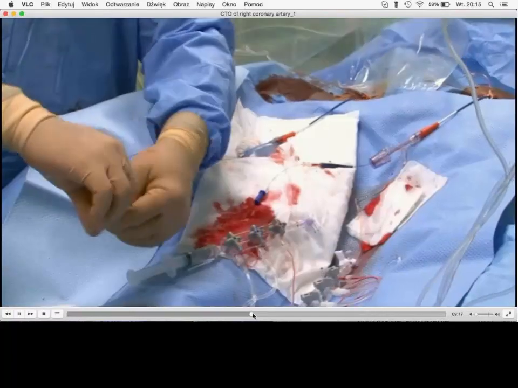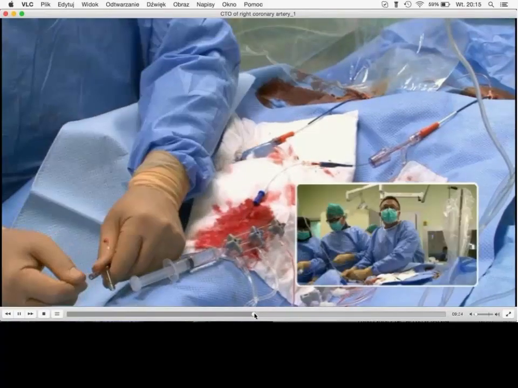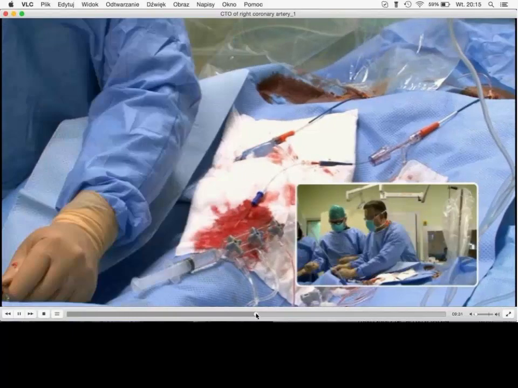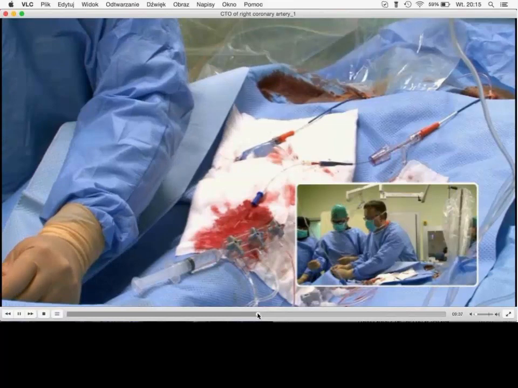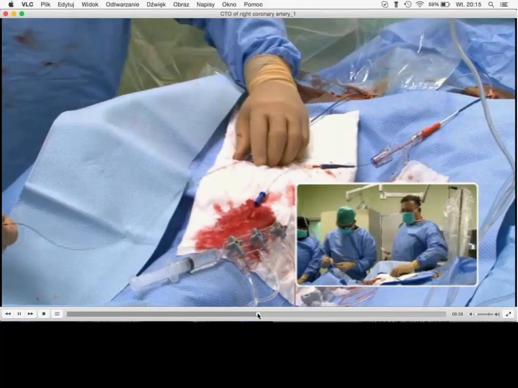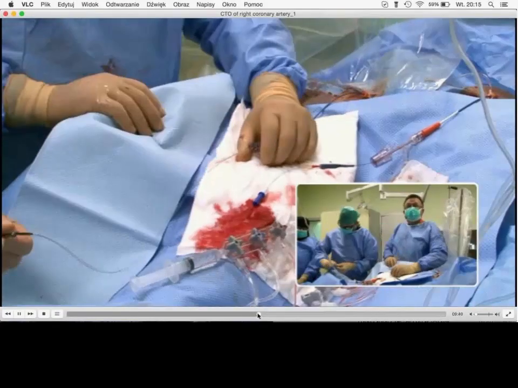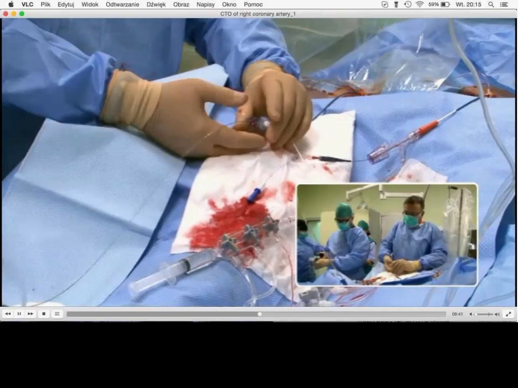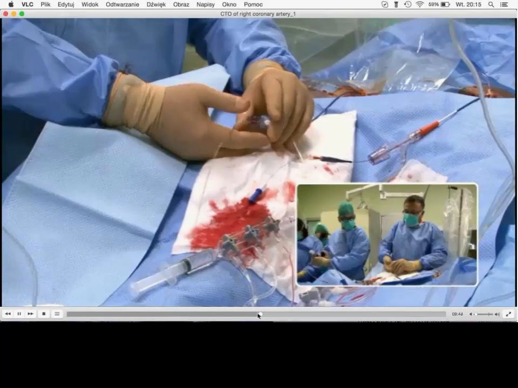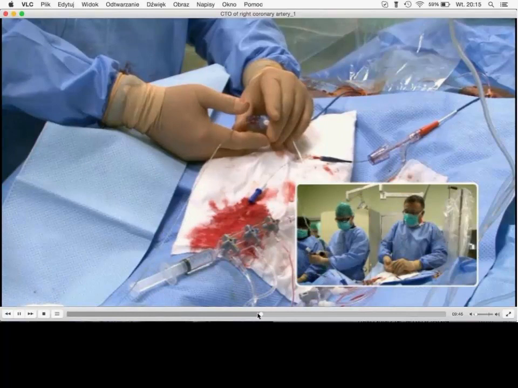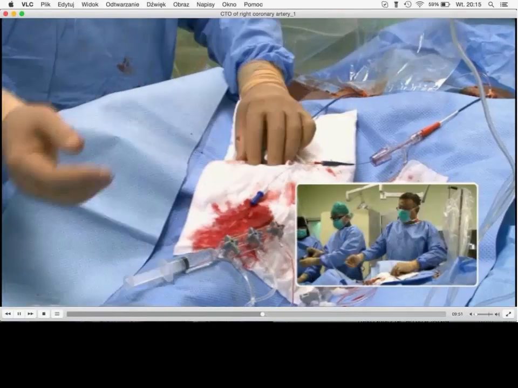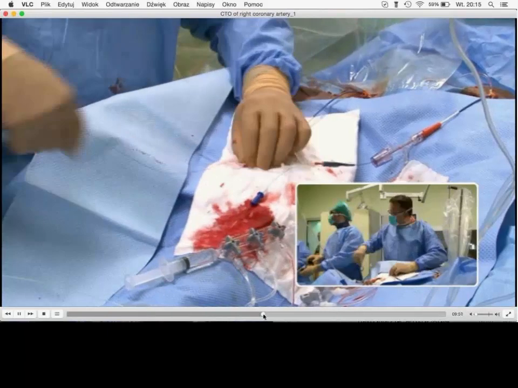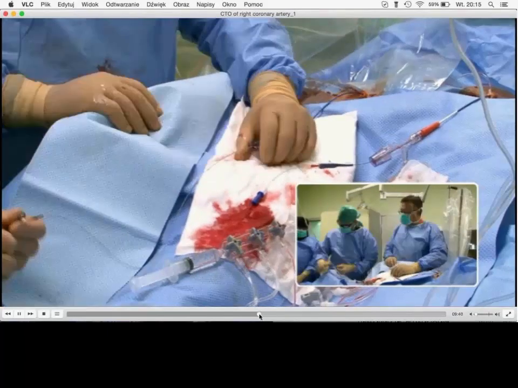Okay. One second, actually, can I ask you, because in the US we don't have the Sion Black, can you tell us a little bit how it is similar or different from the Sion or from the other wires? It's a very good wire, it's a hydrophilic wire, very slippery, and you can enter very, very tortuous vessels.